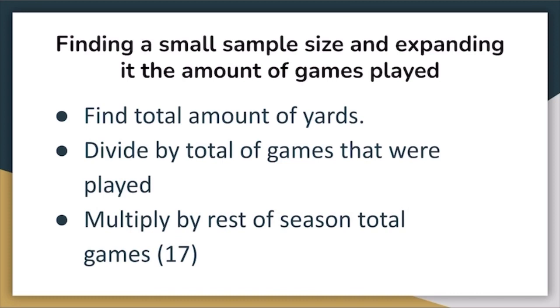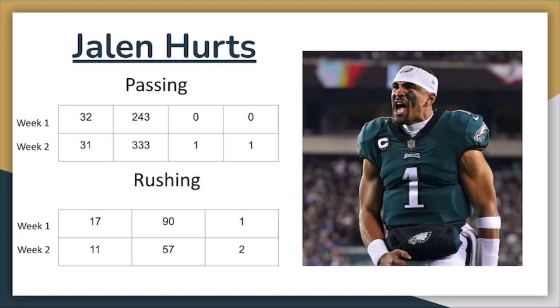So you want to find a small sample size and expand it to the amount of games that were played. And I use a couple of examples. So what you'll do is find the total amount of yards, and I use touchdowns as well. You'll divide that by the total of games that were played, and then you'll multiply that by the rest of the season total of games, which they played 17 games.